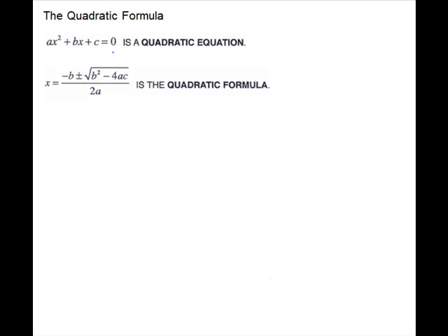Our third technique is the quadratic formula, which is listed here. X equals negative b plus or minus the square root of b squared minus 4ac all over 2a. Notice you do have your plus and minus in there. You're going to get two solutions. This formula can be used to solve any quadratic equation.